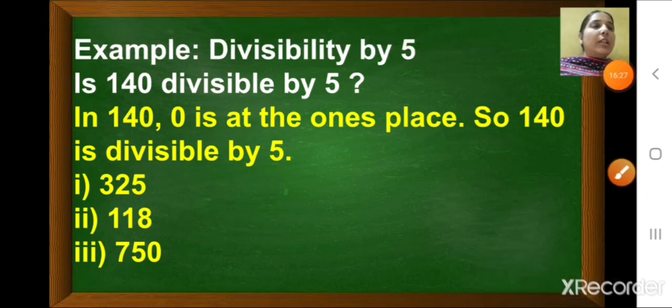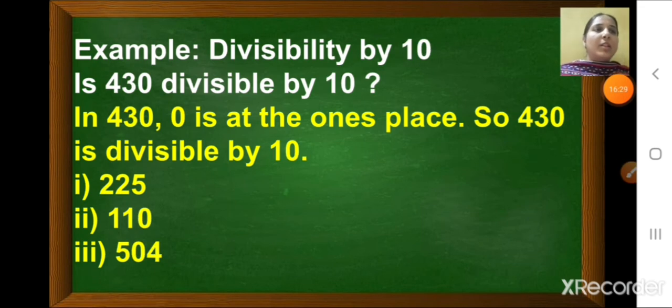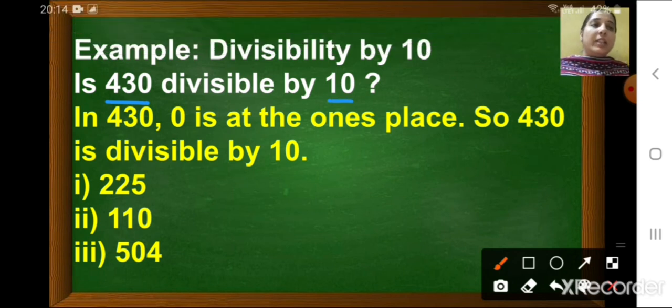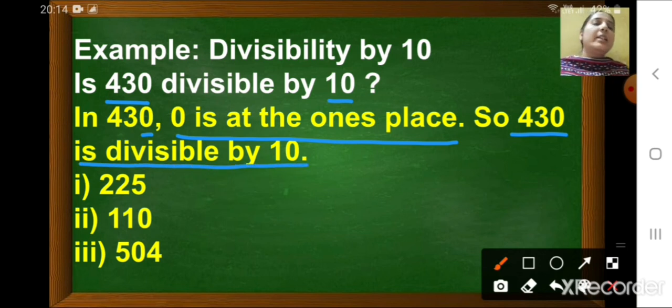Now let's see divisibility by 10. So for divisibility by 10, what should be there at the ones place? Yes, there should be 0 at the ones place. So is 430 divisible by 10? Yes, it will be divisible by 10 because the 0 is there at the ones place. So 430 is divisible by 10.